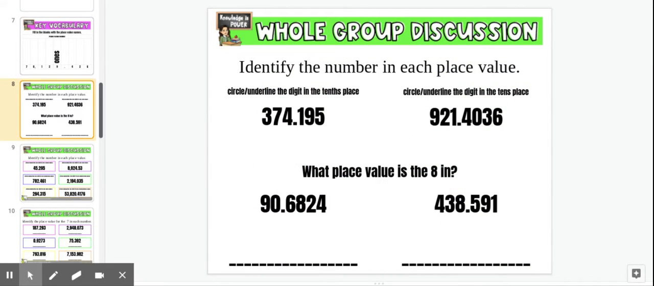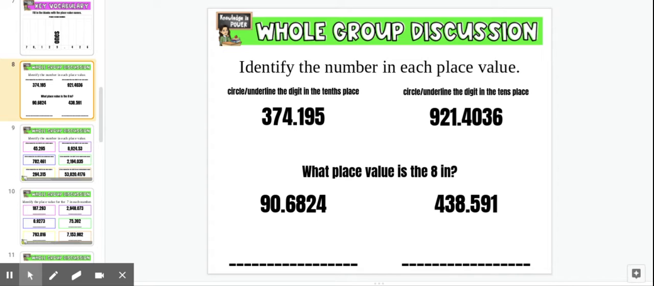Now let's go on to identifying the number in each place value. This first part says, circle or underline the digit in the tenths place. If we think about this, tenths with THS means it's going to be after the decimal, so it's going to be none of these numbers. Then I have to think, is the tenths the first, second, or third one after the decimal? The tenths is the first one. So I'm going to circle this so you can see it better. The tenths is the first one after our decimal.